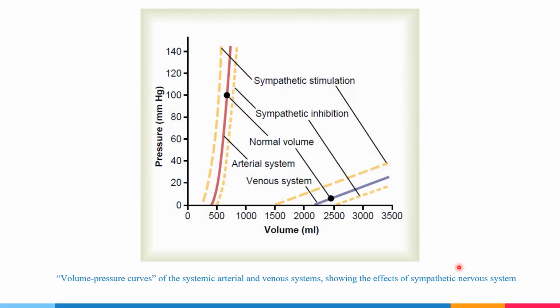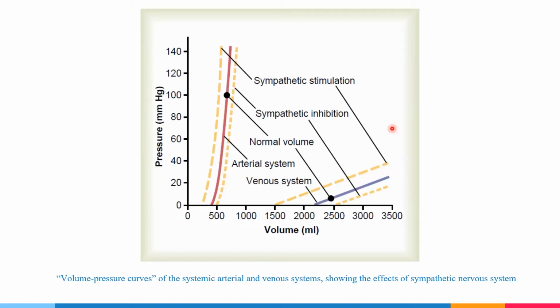Now we move on to the volume pressure curves of the systemic arterial and venous systems, which show the effect of the sympathetic nervous system. The sympathetic nervous system, as we have seen, can control the blood pressure by controlling the heart directly, the cardiac output from the heart directly. And this in turn can affect the compliance and the volume of blood that is held in the particular vessels.